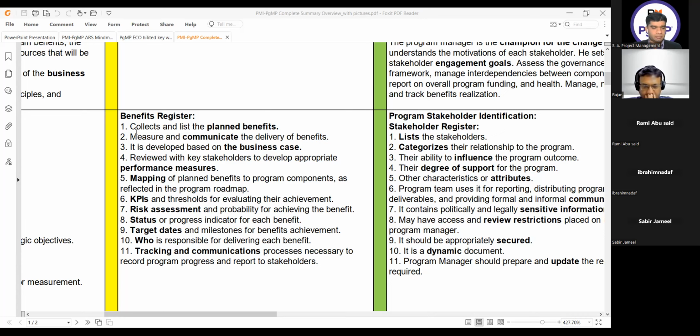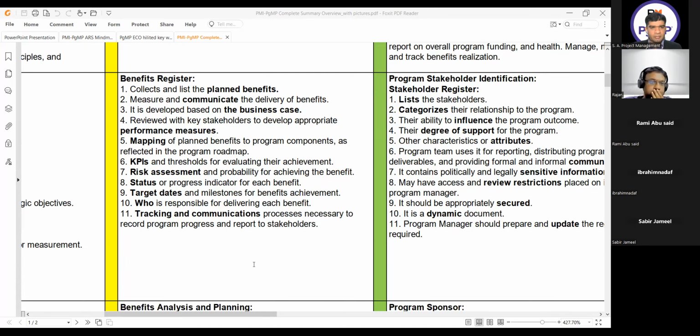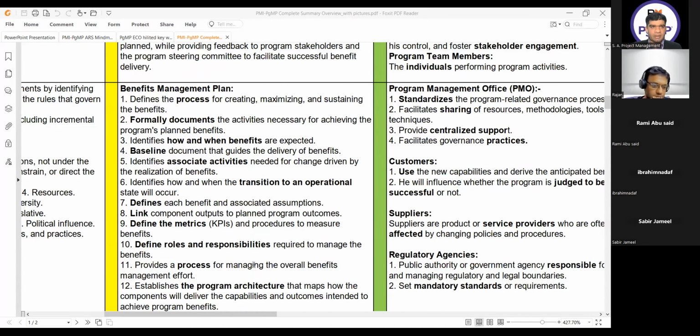It collects and lists the planned benefits, and measures and communicates the delivery of benefits. It is developed based on the business case, reviewed with the key stakeholders to develop the appropriate performance measures, mapping of planned benefits to program components as reflected in the program roadmap, KPIs and thresholds for evaluating their achievement, risk assessment and probability for achieving the benefit, status or progress indicator for each benefit, target dates and milestones for benefit achievement, who is responsible for delivering each benefit, and tracking and communications processes necessary to record program progress and report to stakeholders. Okay, so these are the components of the benefit register.